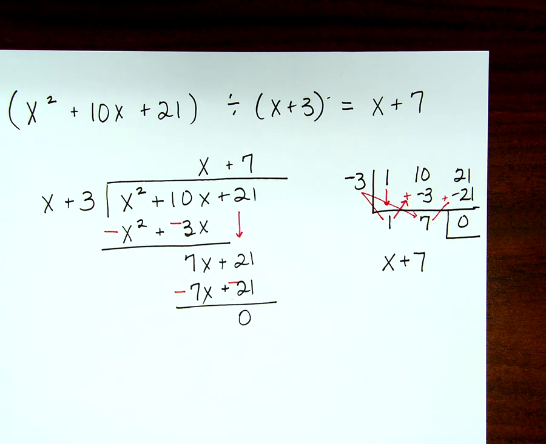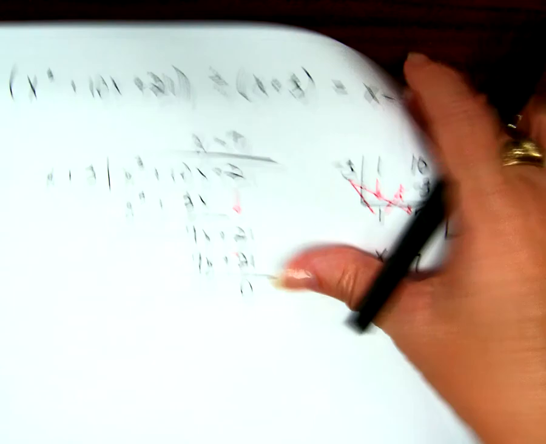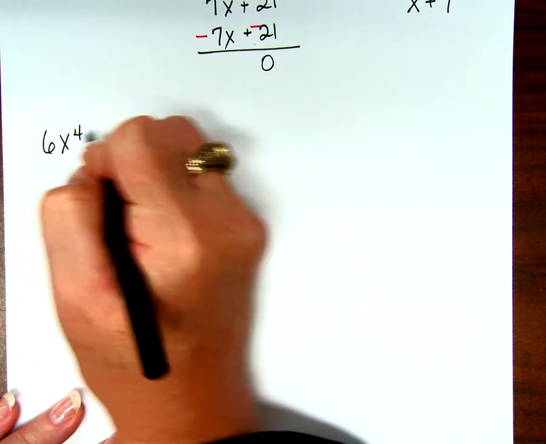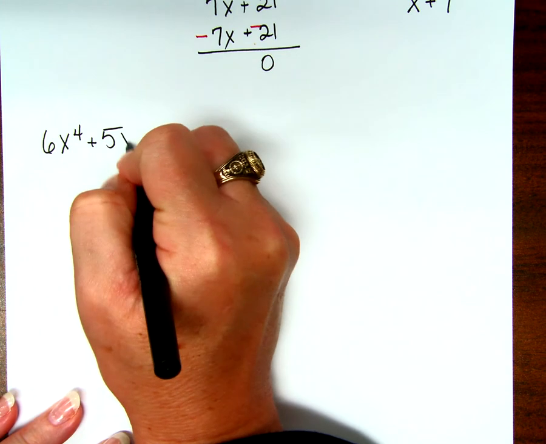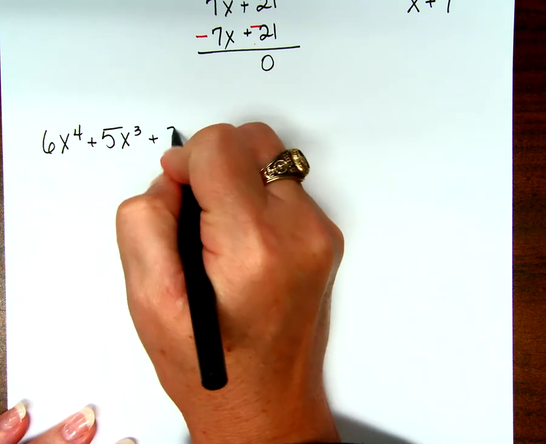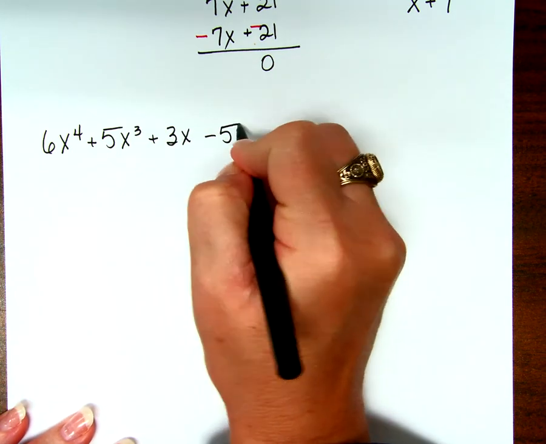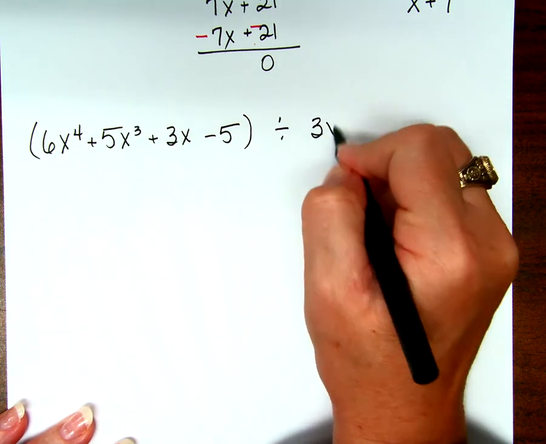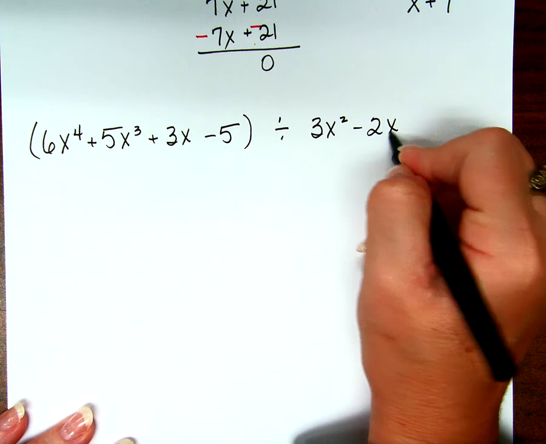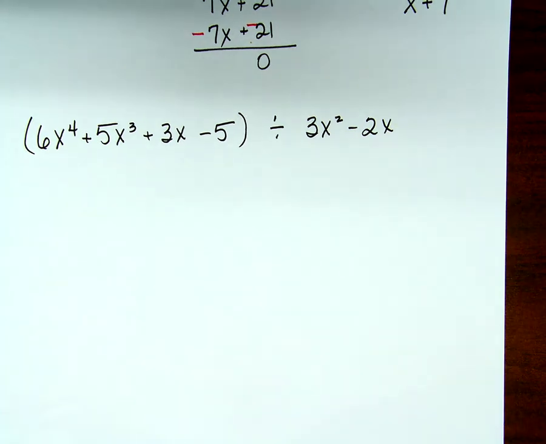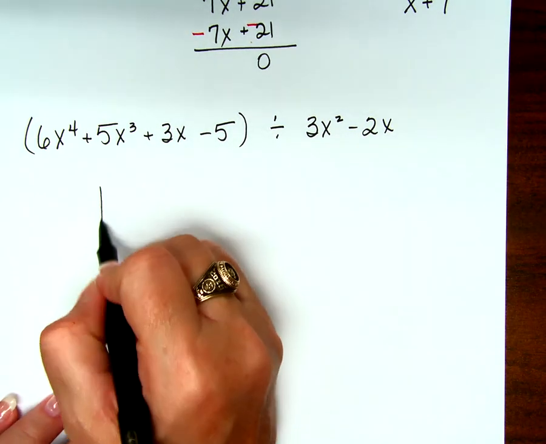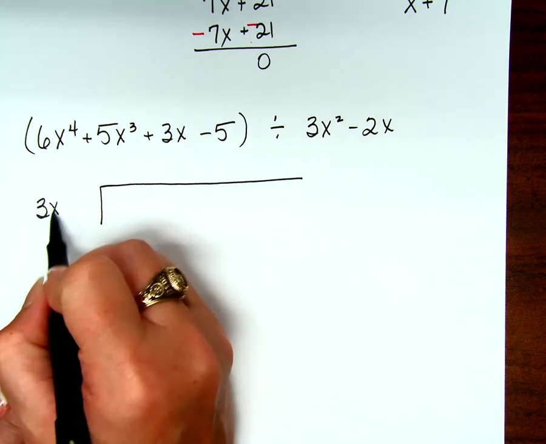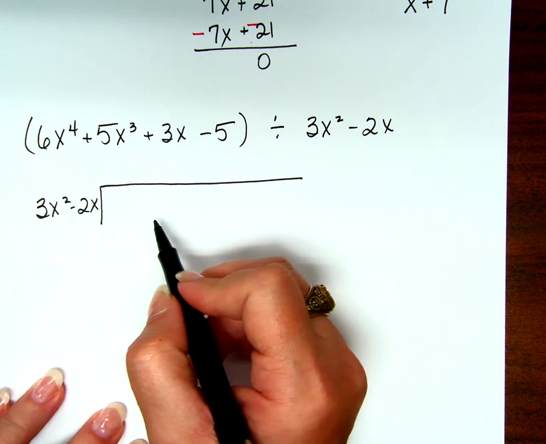Okay. Let's do another long division problem. 6x to the 4th plus 5x to the 3rd plus 3x minus 5 divided by 3x squared minus 2x. So when we set up our problem, on the outside I have 3x squared minus 2x. What do I have on the inside?